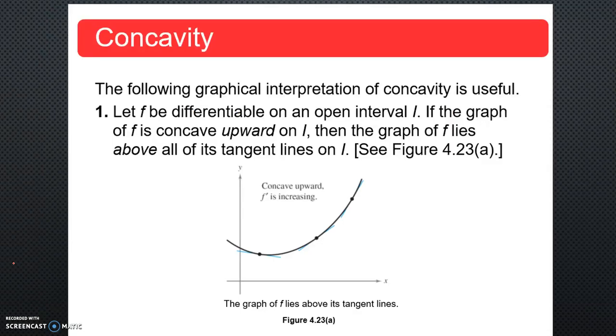So let's begin. Let's look at the graph here. You can see that we have tangents all along this piece of curve. Notice all the tangent lines are below the curve, or in other words, the graph lies above the tangent lines. When that happens, you can see that it makes a concave upward curve.